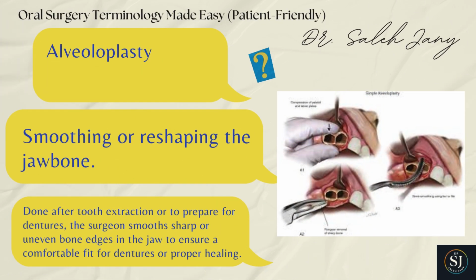Alveoloplasty. What it means: smoothing or reshaping the jawbone. Explanation: done after tooth extraction or to prepare for dentures, the surgeon smooths sharp or uneven bone edges in the jaw to ensure a comfortable fit for dentures or proper healing.